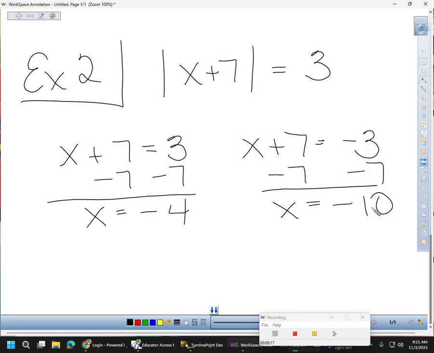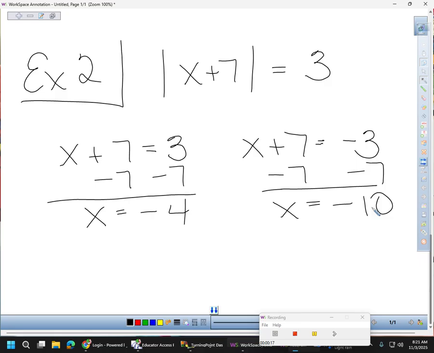Okay, listen. So we got 2 answers, right? If I were to take this first one and plug it back into my absolute value, I get negative 4 plus 7 is 3. The absolute value of 3 is 3, right? If I take negative 10 and plug it in here, negative 10 plus 7 is negative 3. But the absolute value of negative 3 is always positive, so it's still 3.